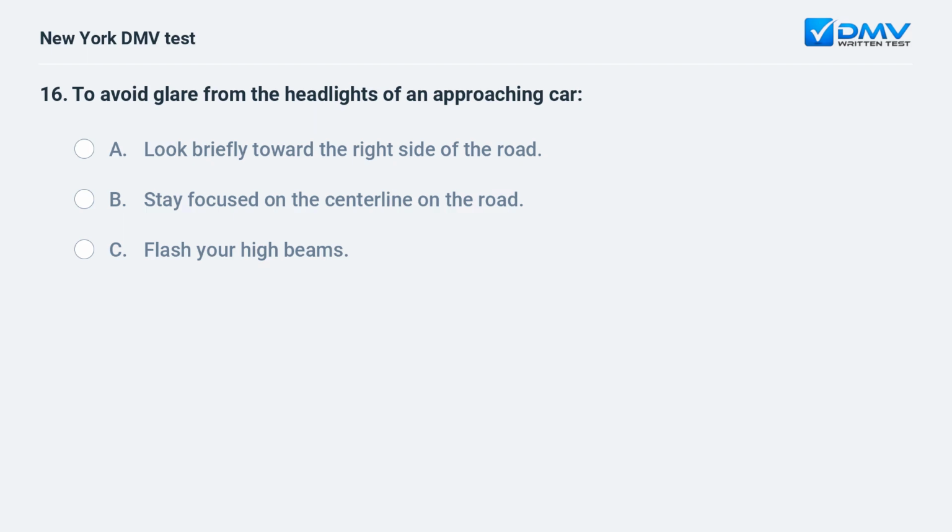To avoid glare from the headlights of an approaching car, you should: A. Look briefly toward the right side of the road. B. Stay focused on the centerline of the road. C. Flash your high beams.